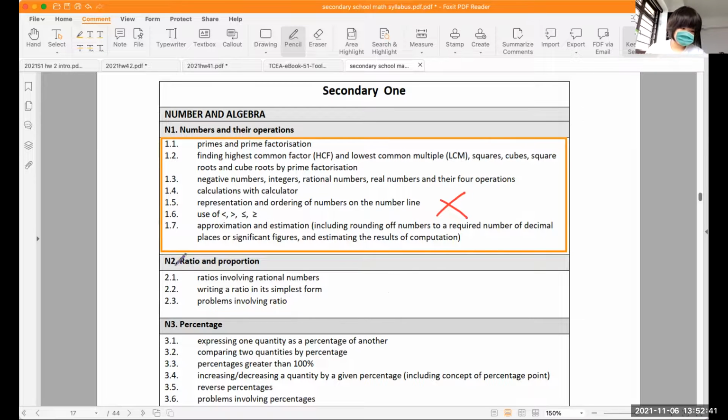I think for ratio, you have no problem. We have learned about ratio in the past, like P6, P5. But how is ratio related in our real life? We will talk about it in our next lesson. Okay, ratio and proportion. All right, so we still have a bit of time.